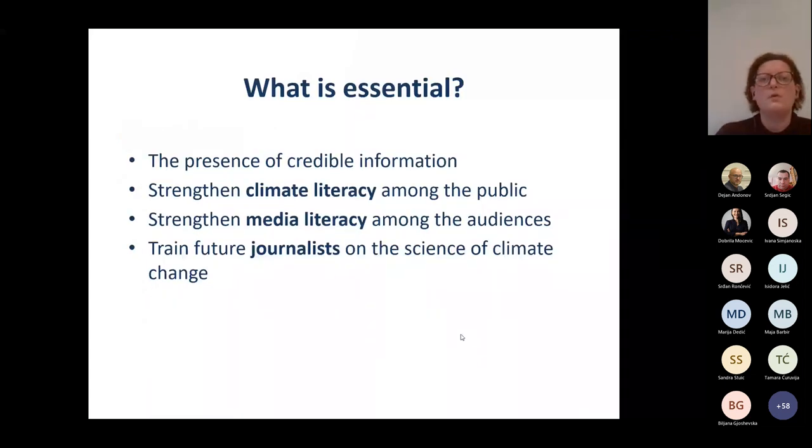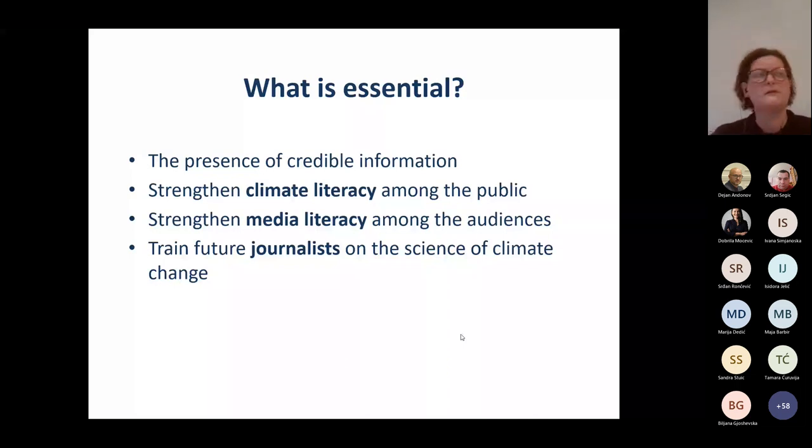And what is essential when we produce a climate story? Of course, as we mentioned, the presence of credible information. Where do we get this information? We get this information from the scientists. That is very important. What else is essential in producing a climate story? To strengthen climate literacy among the public. Who can do it? Of course, the schools do it, university, high school. But even the journalist, even the climate communicator can do it.